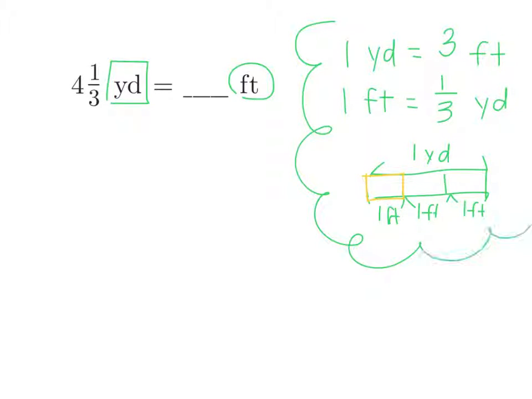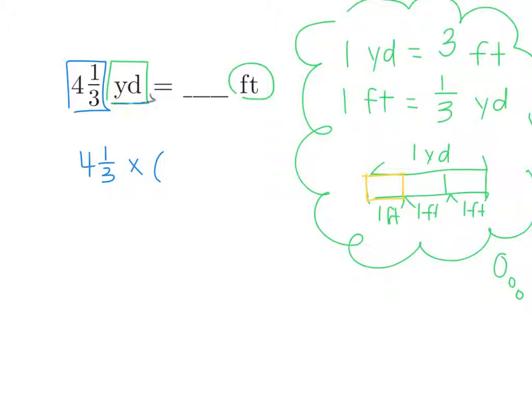Remember, it might seem tedious, but does it really take that long to write this? No. It takes me just as long to draw the thought bubble. You don't have to draw the thought bubble, but write the conversions, because that will help you a lot. Okay, we know that we start with our original number, 4 1/3 copies of, what's our original unit? 1 yard. Very good.